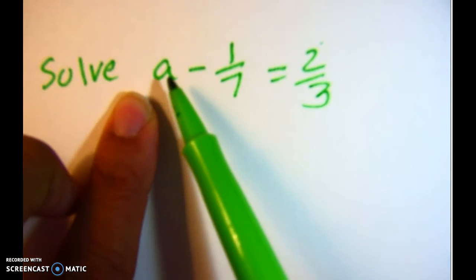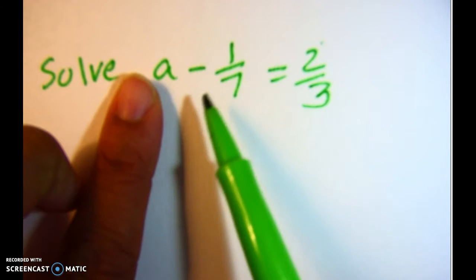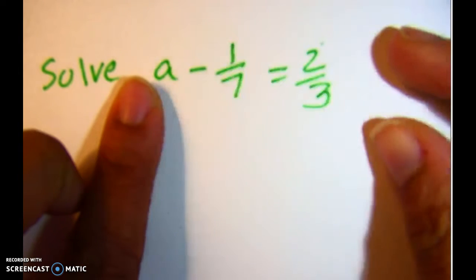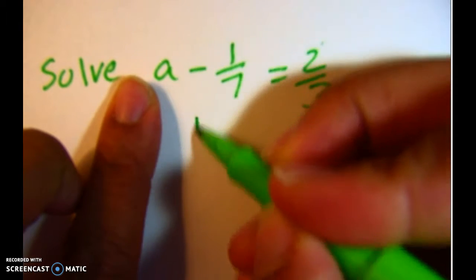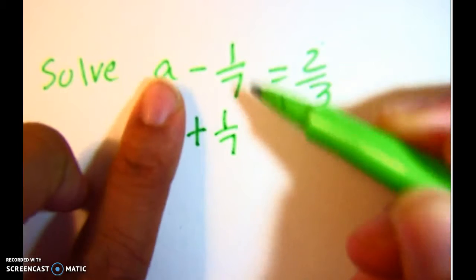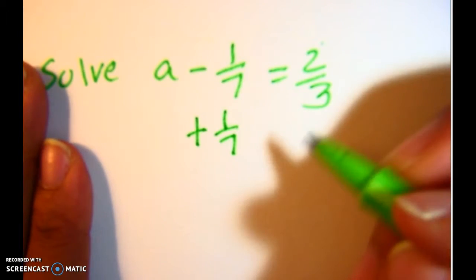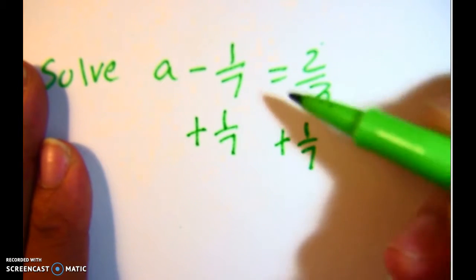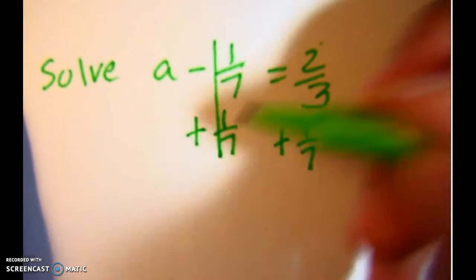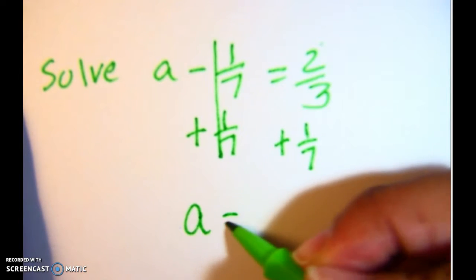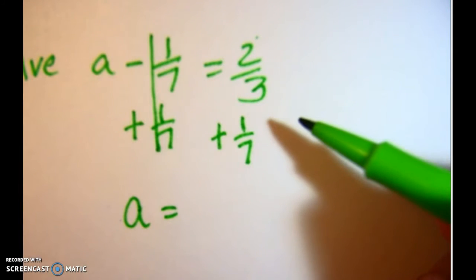So if I want to solve for a, I need to isolate the variable. I need to move everything that's on the a side to the other side. Well, I can't just pick it up and move it. I have to do the opposite. Instead of subtracting 1/7, I need to add 1/7. And if I do it to this side, because 1/7 minus 1/7 will make 0, I have to do it to this side to keep it balanced, because the equal sign means they're balanced. So 1/7 minus 1/7 is 0, so I just have a. And now I need to figure out how to add 2/3 plus 1/7.